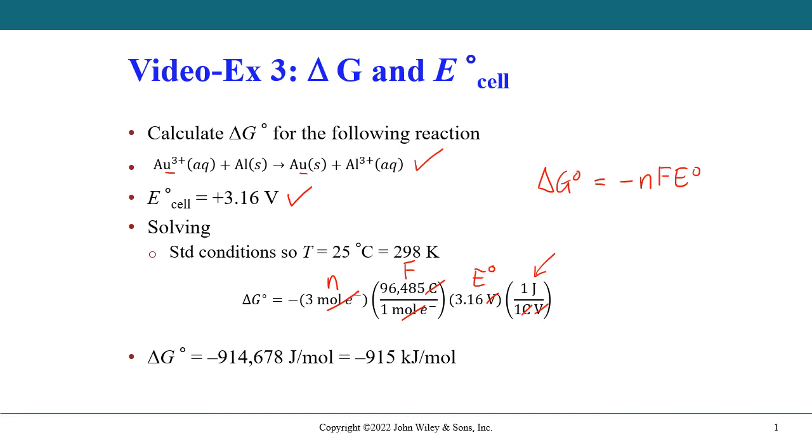Okay, so it's 914,678, and if we convert to kilojoules and do the rounding and the significant figures, we end up with negative 915 kilojoules per mole.